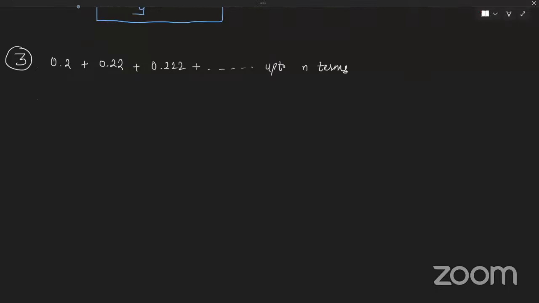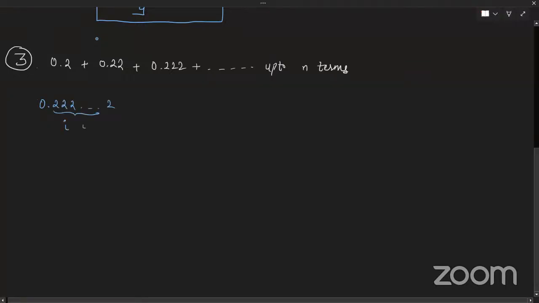Just try to see. I will pick any number from this, in which 0.2222 is coming i times. How can I write this number? Tell me, what is the value of this number? Can I write this number as 2222, i times, multiplied by 10 raised to minus i? Can I write this number as this?